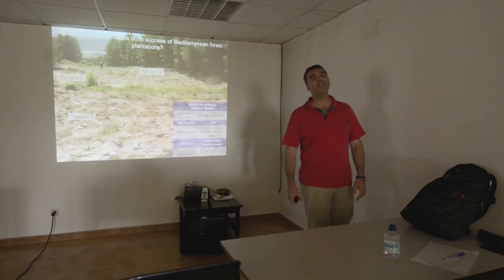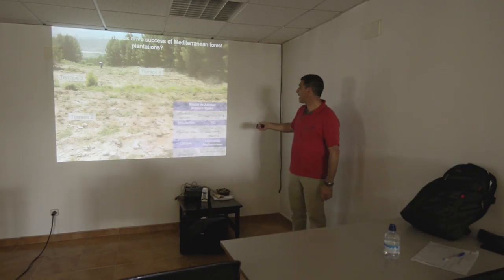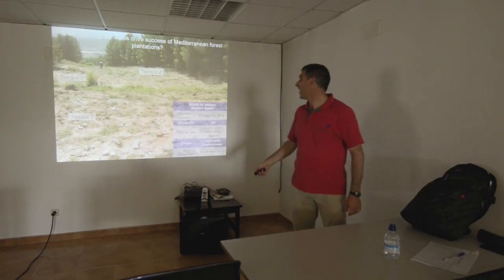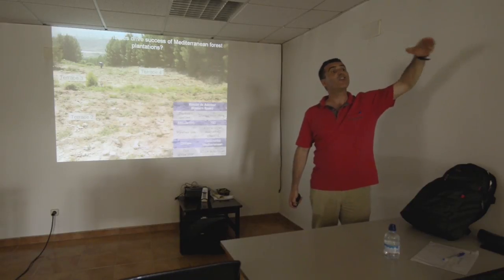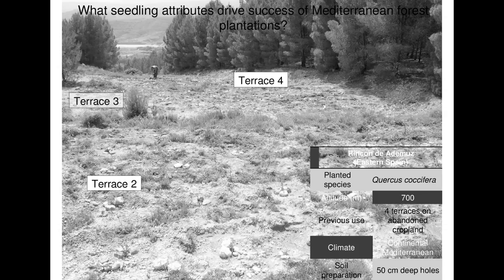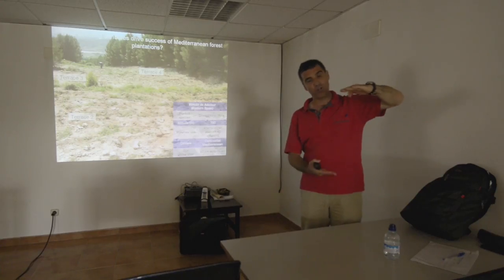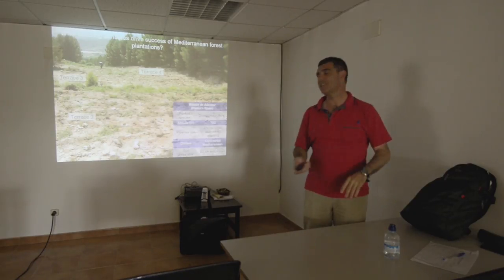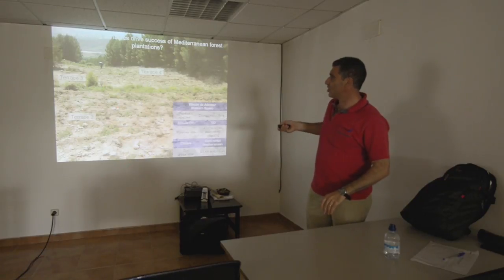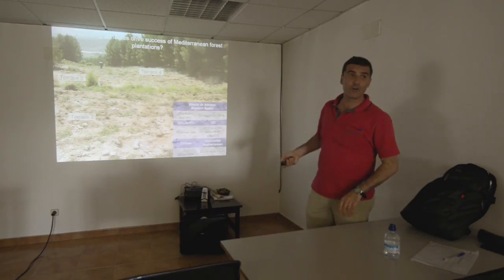We planted these seedlings in Eastern Valencia. This is El Rincón de Ademuz, okay? And we planted our five treatments in four terraces. Okay, do you understand me? Terrazas, okay? Four terraces. This is an abandoned old cropland, but the terraces were different. The first terrace, where the picture is taken from, is the worst. It is the terrace with the poorest soil. The soil is very shallow, so we expected very harsh conditions in that terrace. And the harshness of the conditions decreased to terrace 4.